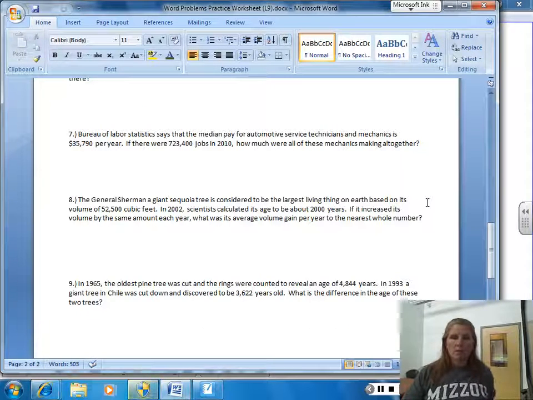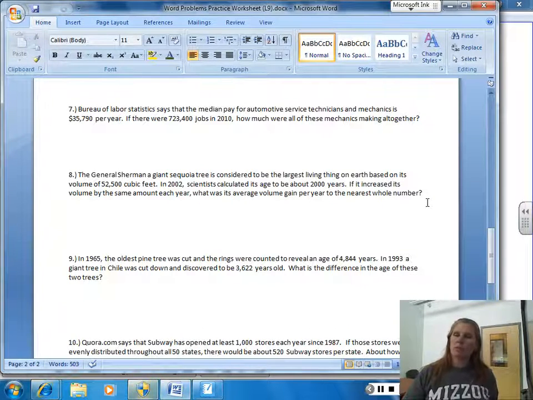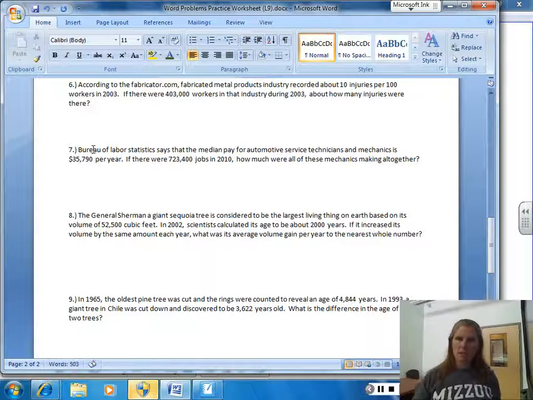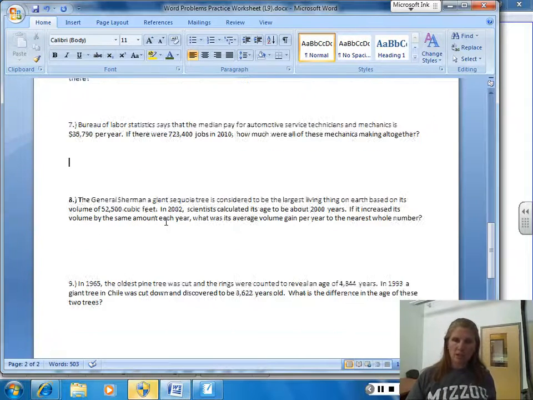Okay, let's look at number 7. I think this one you're going to be able to tell me what operation a little easier. The Bureau of Labor Statistics says that the median amount of pay for automotive service technicians and mechanics is $35,790 a year.